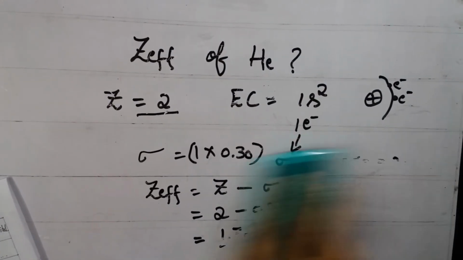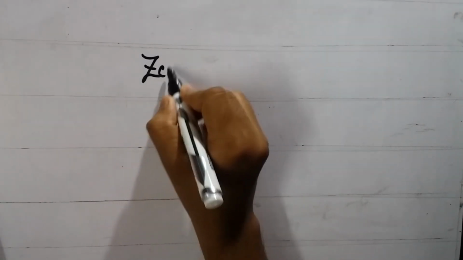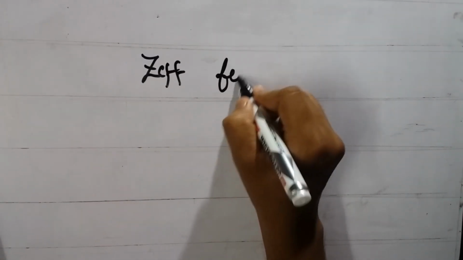Let's consider another example, that is Z effective for carbon.